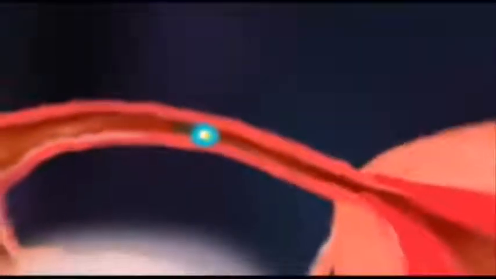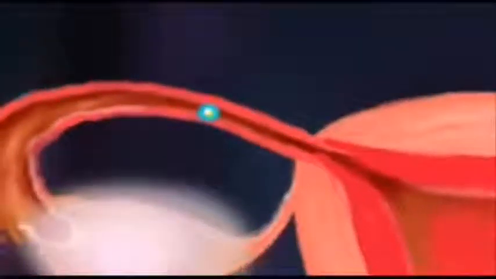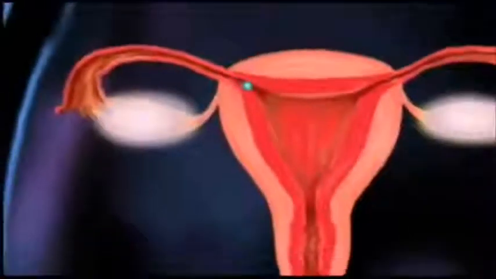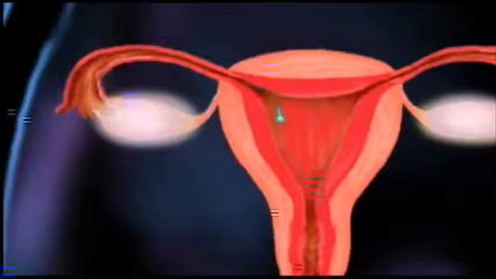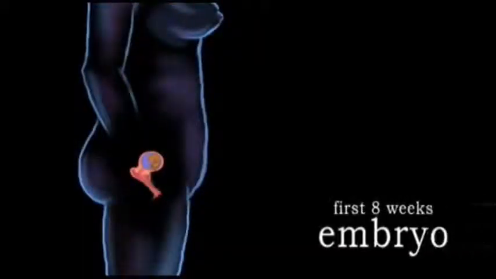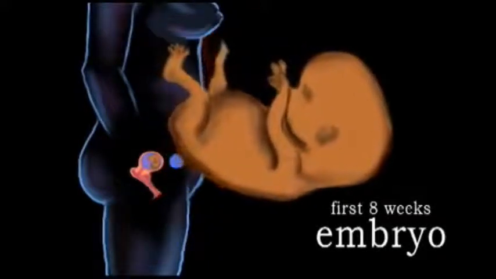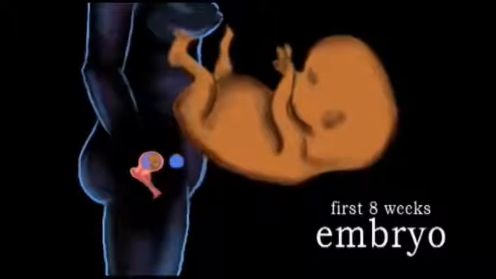Within hours of fertilization, the zygote begins to develop and travels along the fallopian tube, reaching the uterus in approximately 3 days. When the zygote reaches the uterus and implants in the endometrium, the female is said to be pregnant. For the first 8 weeks, the developing organism is called an embryo. During this period, cells differentiate into specific body parts and organs.